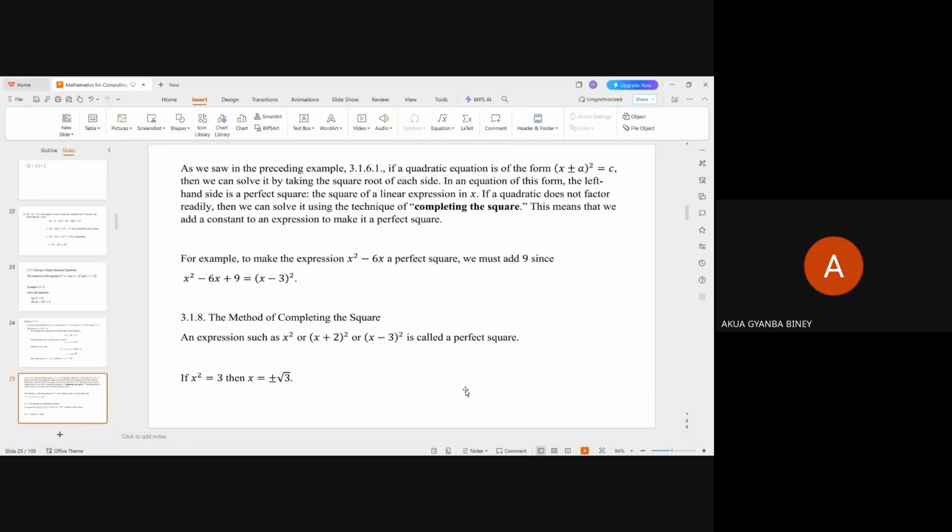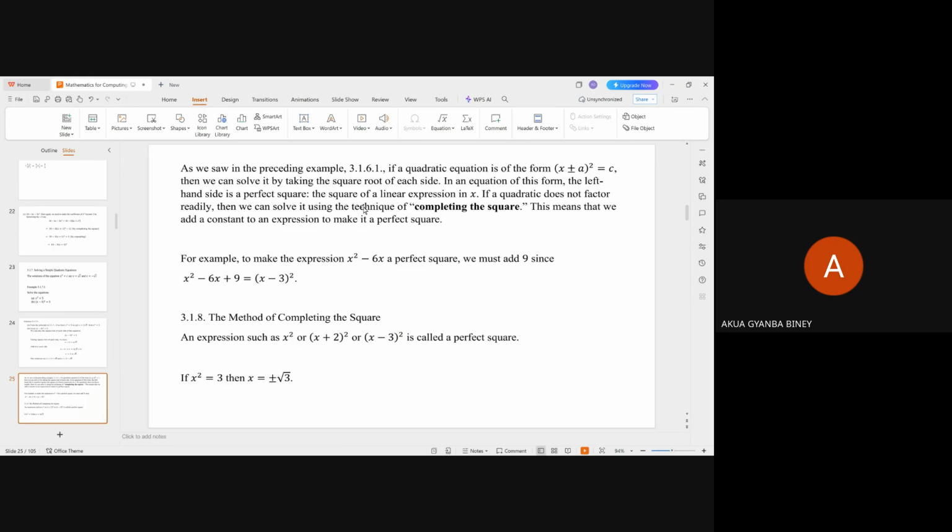As we saw in the preceding example, if a quadratic equation is of the form x plus or minus a all squared equals c, then we can solve it by taking the square root of each side. In an equation of this form, the left-hand side is a perfect square. So we say that having something inside all squared is a perfect square.